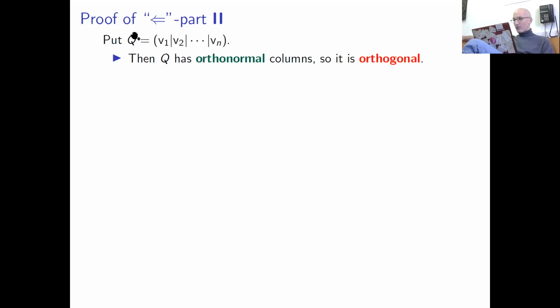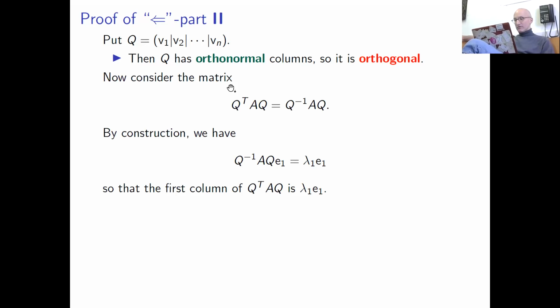So we take this matrix. I said M, now it's actually Q. Because it's a temporary matrix, this is not the matrix we're looking for. It's just an intermediate step. By definition, Q has orthonormal columns. So by the criterion proved in the previous part of this lecture, the matrix Q is orthogonal. Now we basically try to follow this diagonalization step. We try to replace matrix A by this matrix, Q inverse AQ.